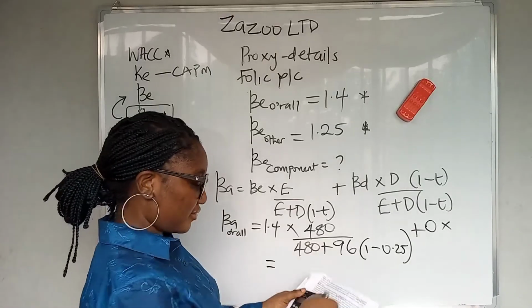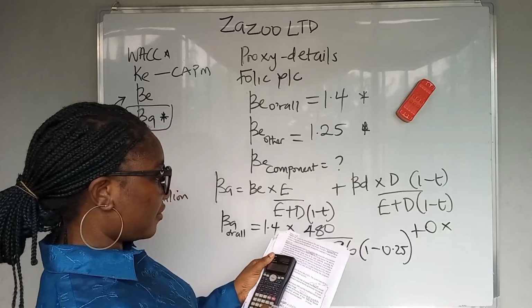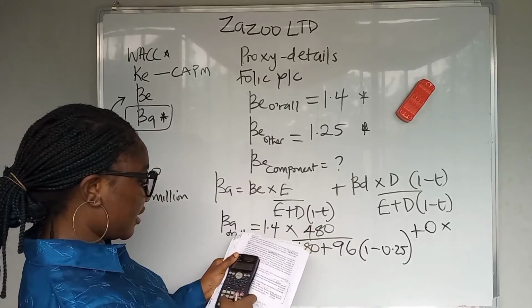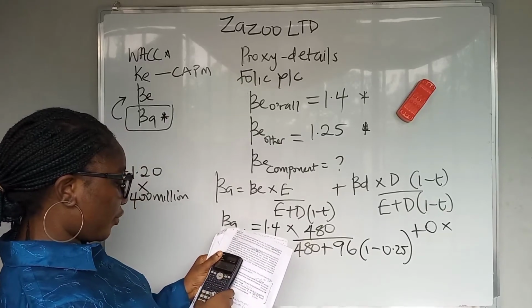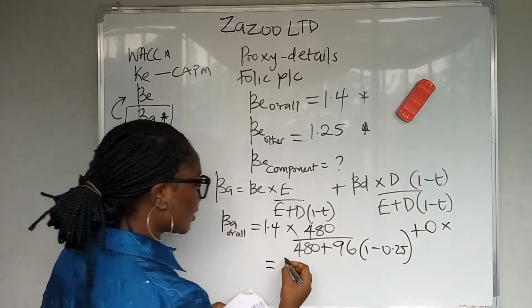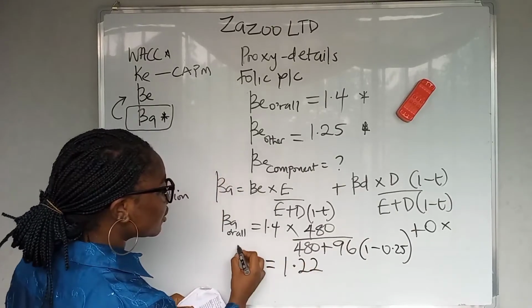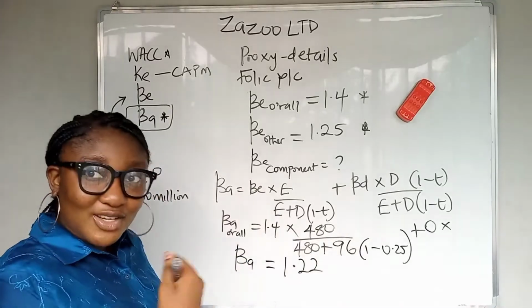You start from here, right? That's 96 times 0.75 plus 480. So you say 480 divided by answer times 1.4. So that's 1.22. Can you see? So your business risk, we are getting close.